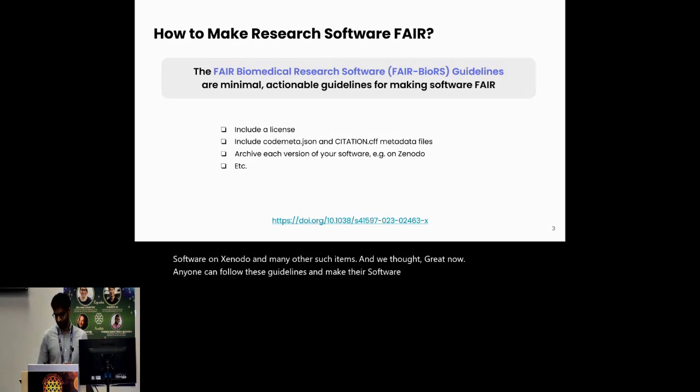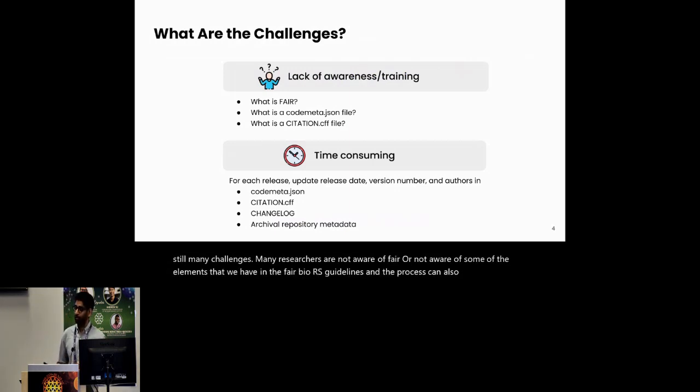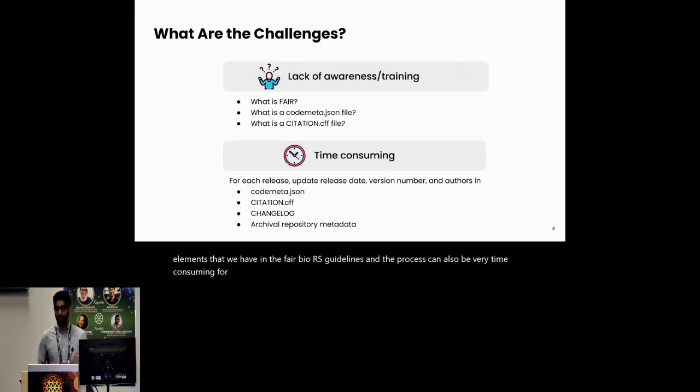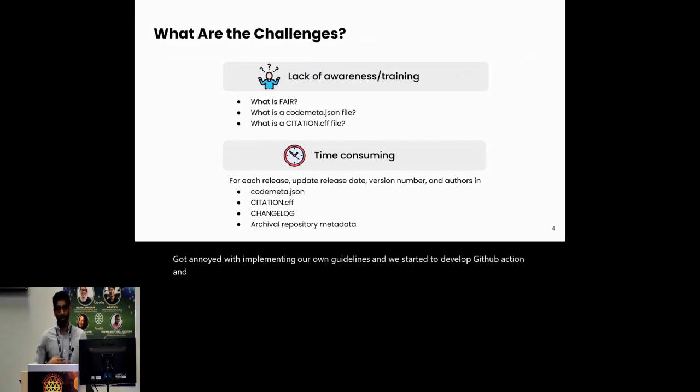But unfortunately, there are still many challenges. Many researchers are not aware of FAIR or not aware of some of the elements that we have in the FAIR BioRS guidelines. And the process can also be very time-consuming. For instance, for each release of your software, you have to update the release date, the version number, the authors, and many such things at various different locations. And so we eventually got annoyed with implementing our own guidelines, and we started to develop GitHub Actions and other automations to make our software FAIR.